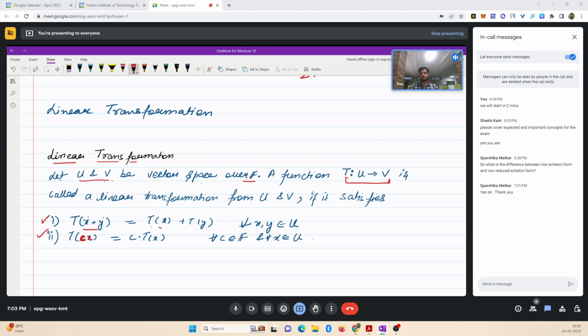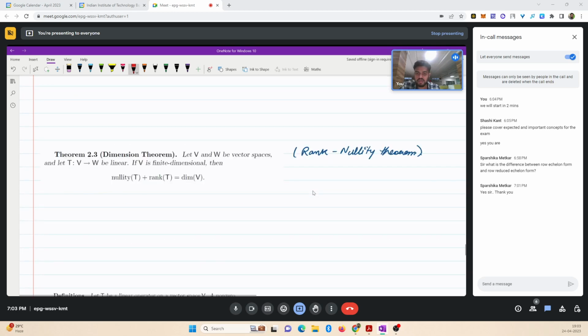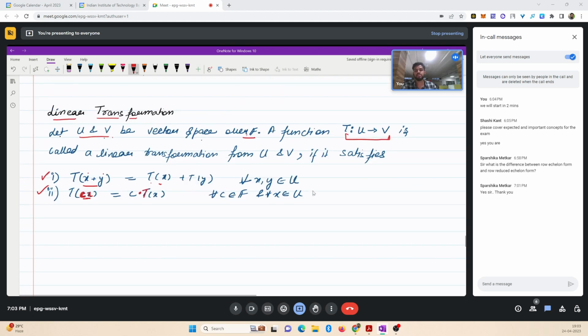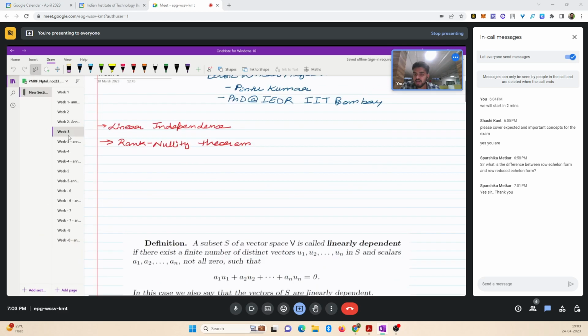So the next property is that if you have a scalar multiplied with x, then T of cx, the c would simply push out. Okay. So I think I don't have an example of linear transformation over here, but I would have it in some week.